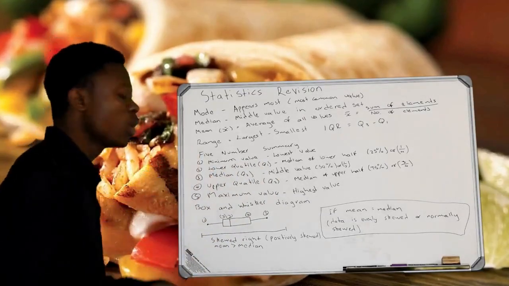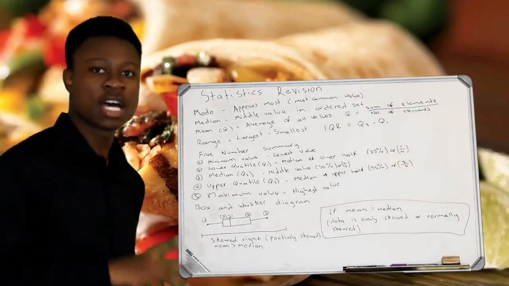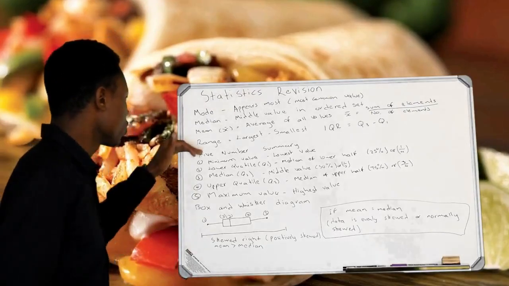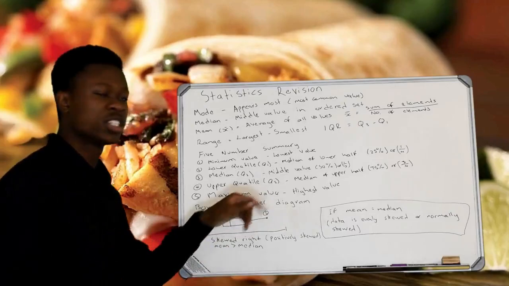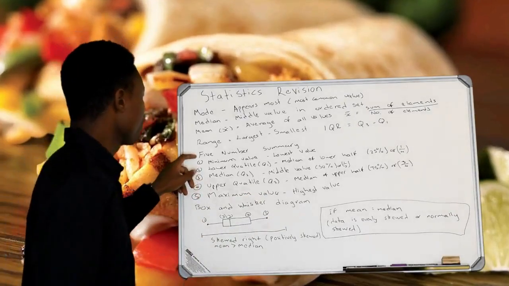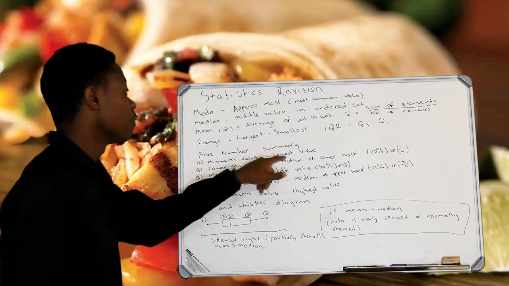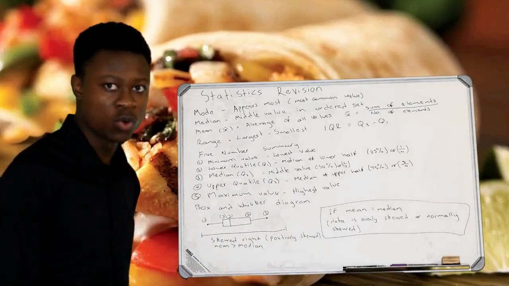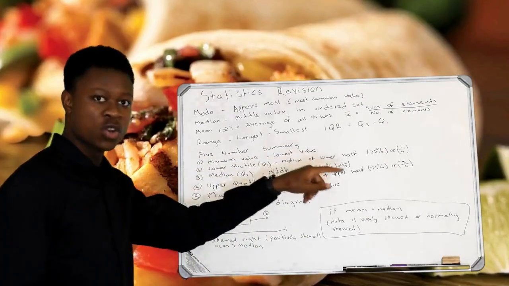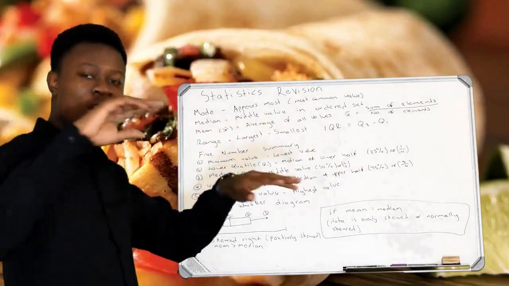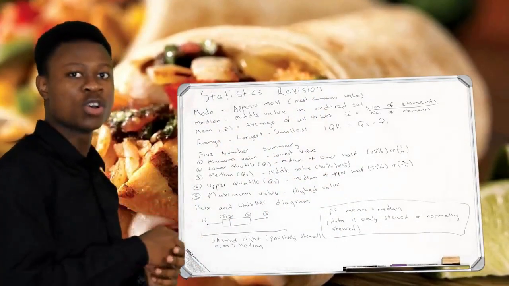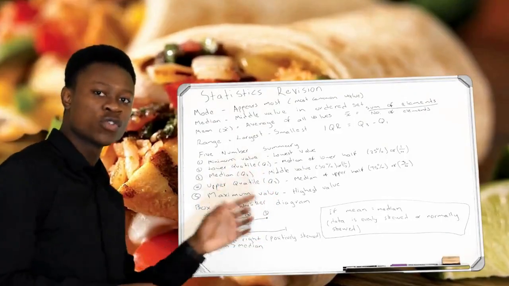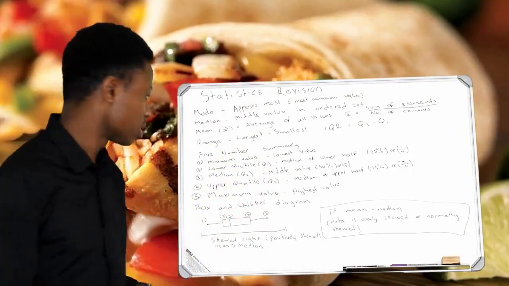So let's get down to the 5 number summary. What's the 5 number summary? It consists of 5 things that you can use to construct a box and whisker diagram. The 5 number summary consists of the minimum value, which is the lowest value of all your values. If you have 2 values that are exactly the same and are the lowest, those are the lowest value. So those ones you list first.